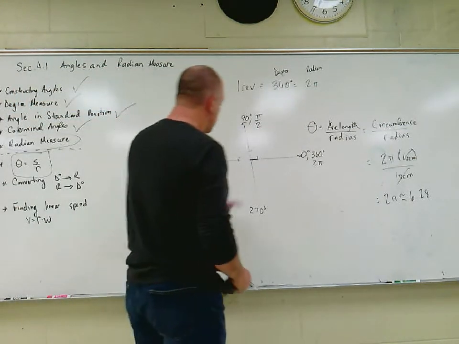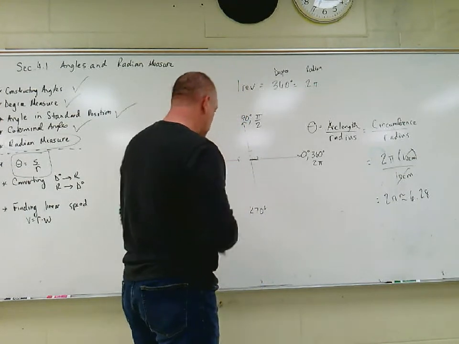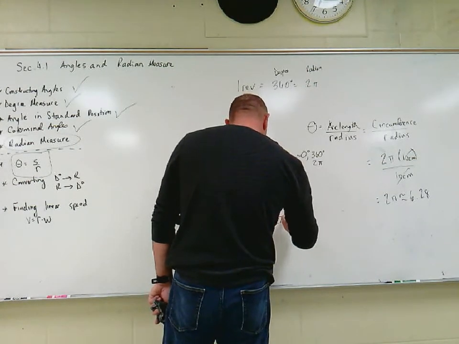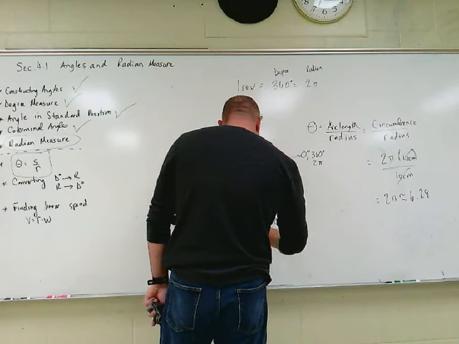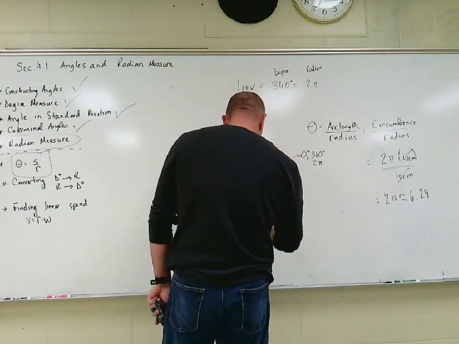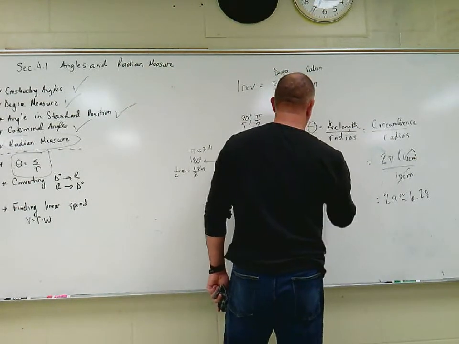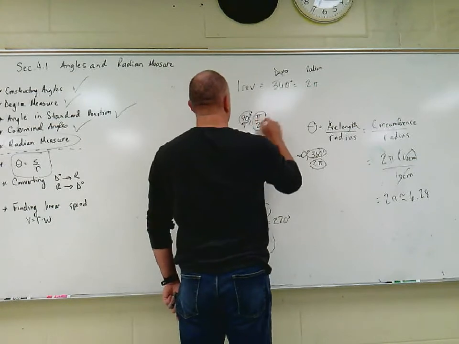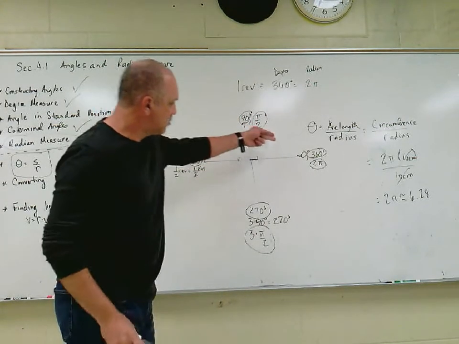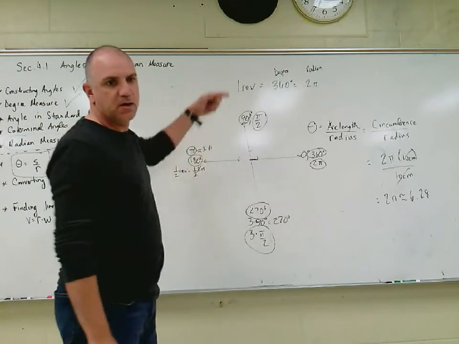And then we'll do 270. 270 is 3 times 90, okay? 3 times 90 degrees is 270. So 3 pi over 2 is your radian measure. So 3 pi over 2 and 270 are the same. 360 and 2 pi are the same. 90 and pi over 2 are the same. 180 and pi are the same. And then of course I could go clockwise and make this negative 90, negative 180, negative 270, and so on.